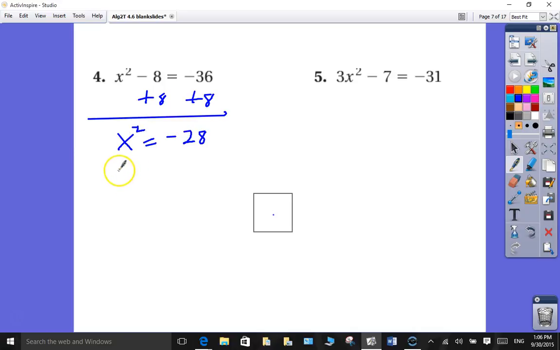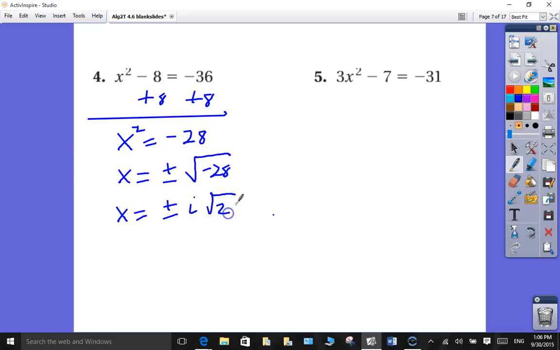And then I take the square root. X equals plus or minus the square root of negative 28. So x equals plus or minus I times the square root of 28. And then 28 is 4 times 7. It has a perfect square factor. Usually if you're simplifying a square root of a negative, and you have a number that could be pulled out in front, you write the number, then I, then the radical. 2I times the square root of 7.